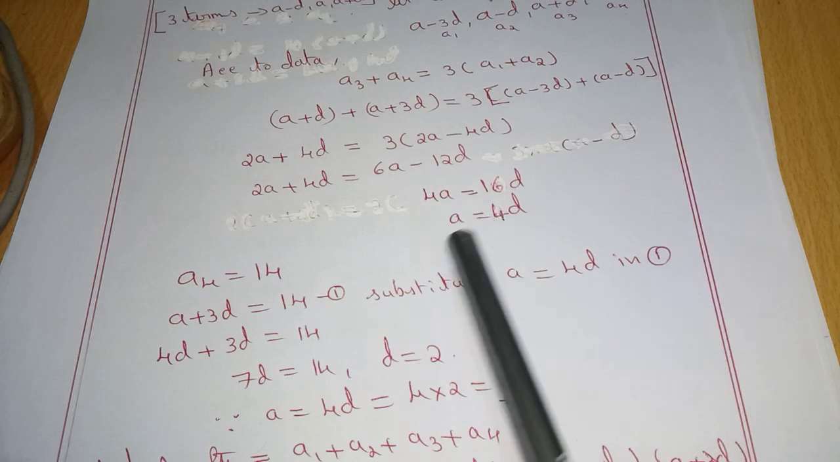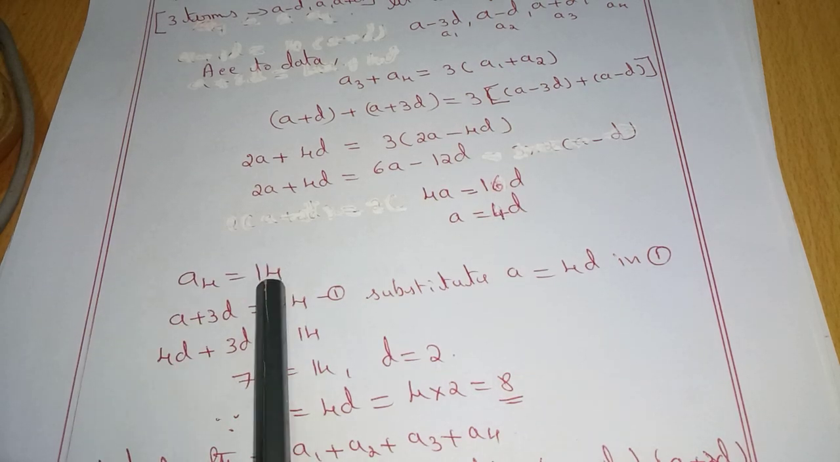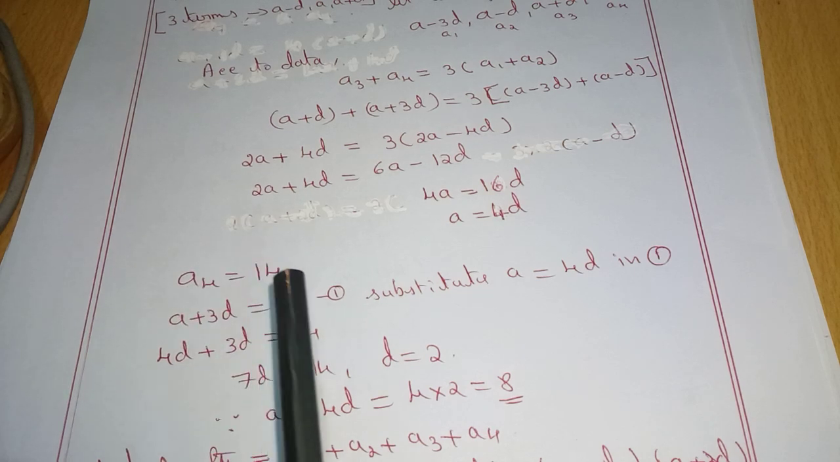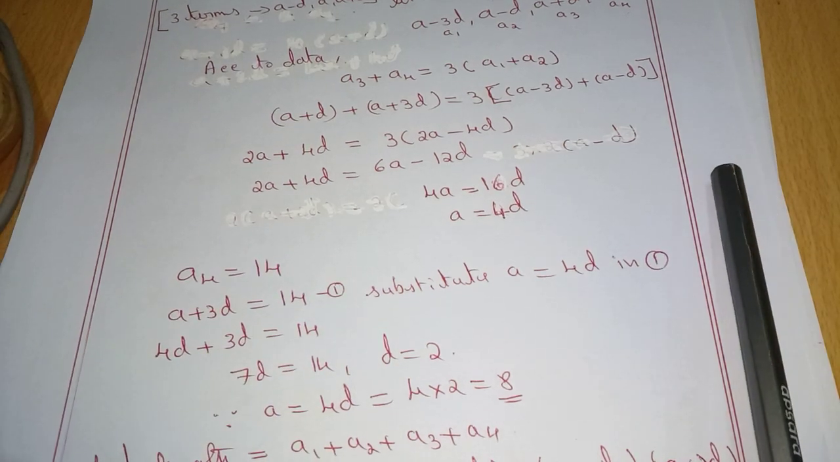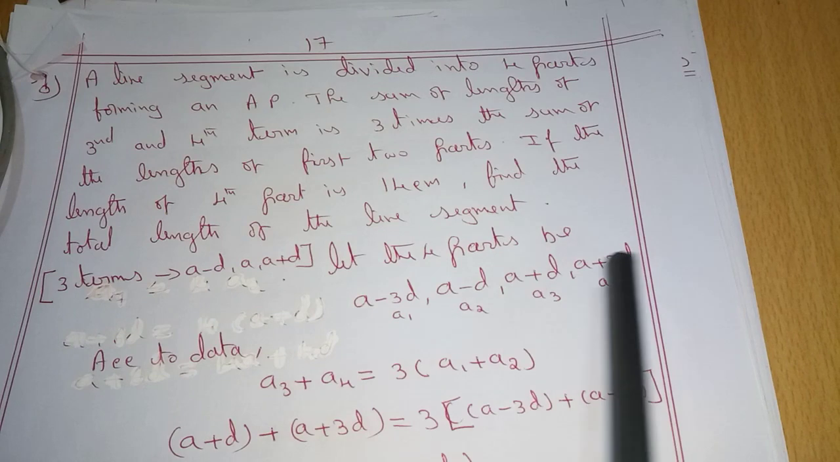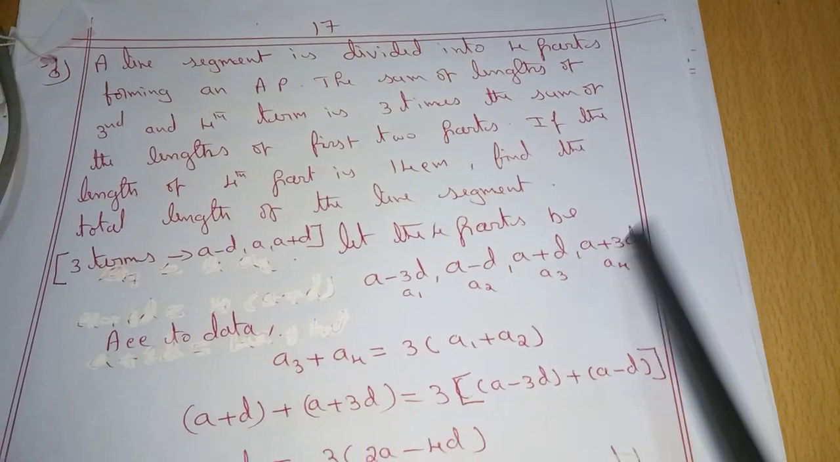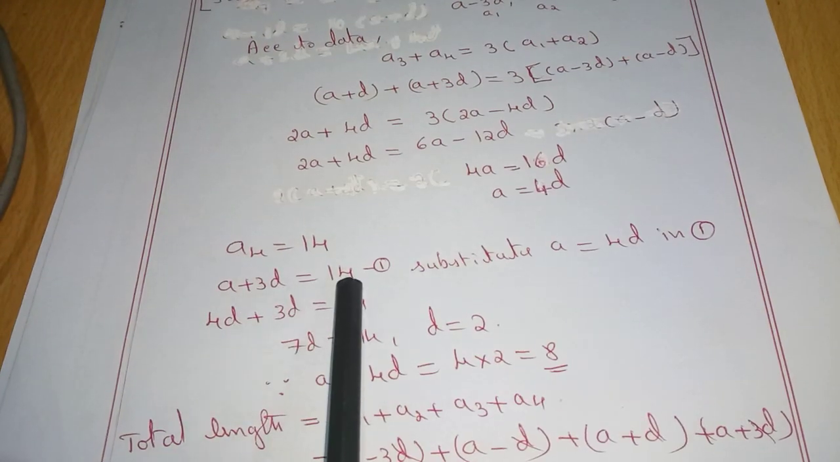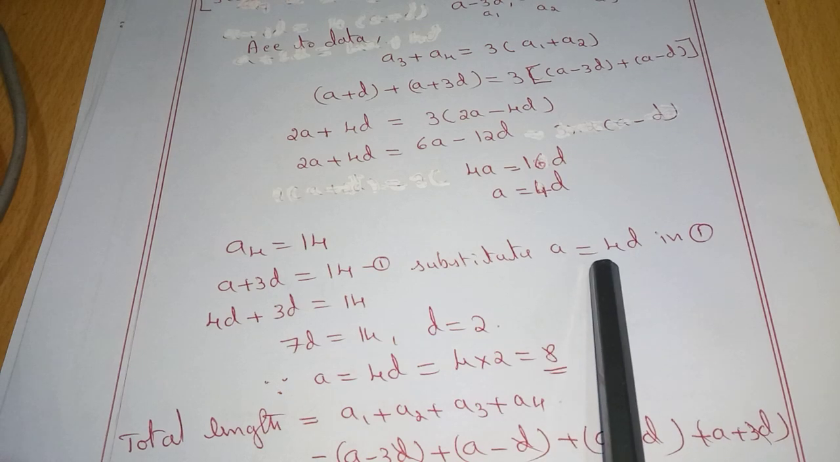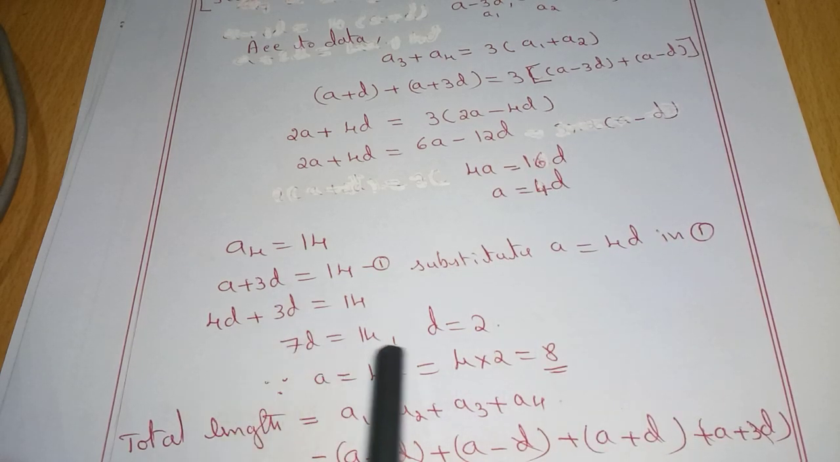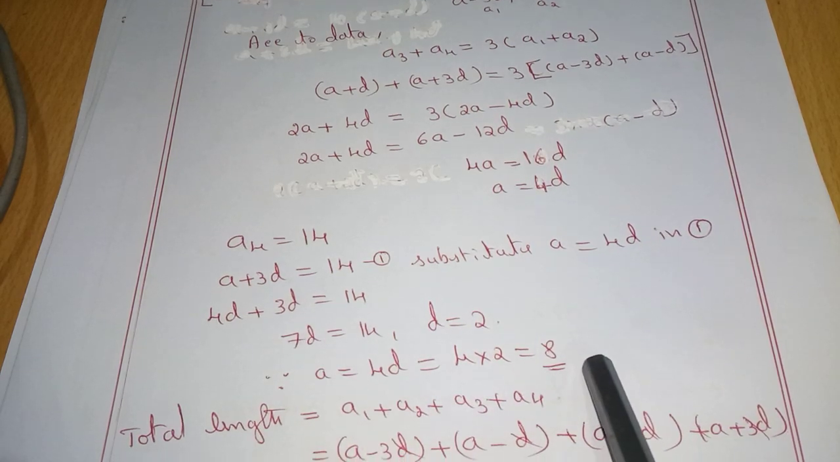Everyone understood? Then the fourth part is 14. Fourth term is 14. Now look at the AP. Which is the fourth term? A plus 3D. A plus 3D is equal to 14. Substitute A is equal to 4D in that one. We will get A is equal to 8.